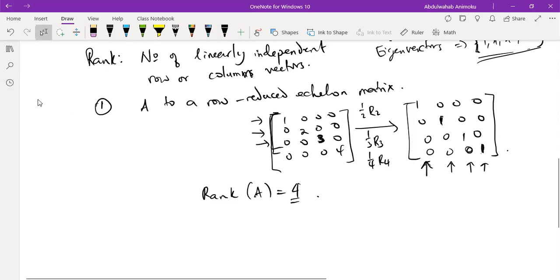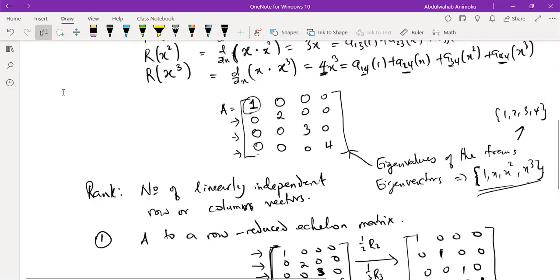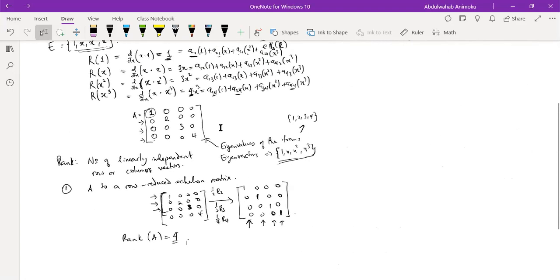But there's another way to look at this, which is to check the number of linearly independent rows or columns. So if you don't want to go into the route of reducing this matrix to row echelon form, you could also solve it this way. So what does it mean for the vectors to be linearly independent? It means if I do this.